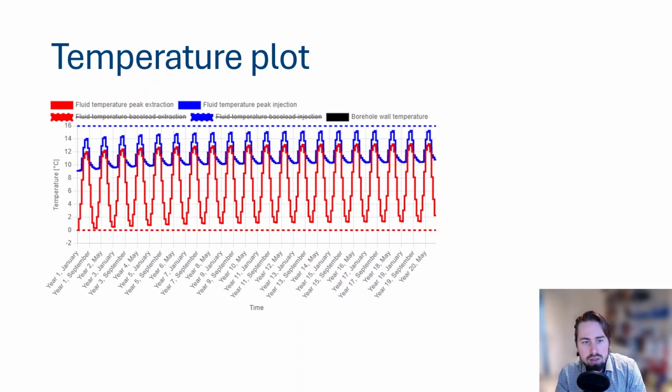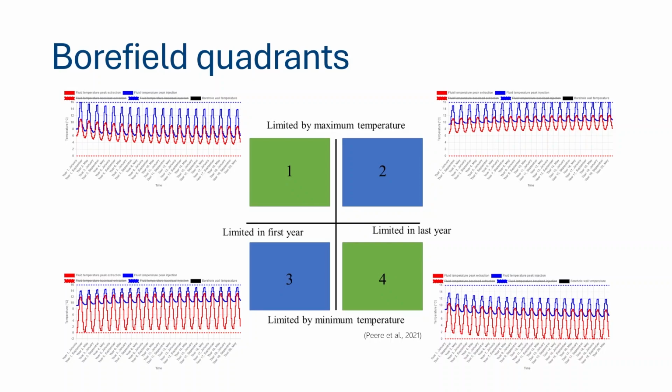So we have now seen four different temperature plots, and we can arrange them into quadrants. So this is the concept of the Borefield quadrants. Every Borefield you will ever come across in your career, it does not really matter, can be classified in one of those four categories. Because every Borefield is designed to be either limited by the maximum average fluid temperature or by the minimum temperature, and it's either limited in the first or in the last year of operation.